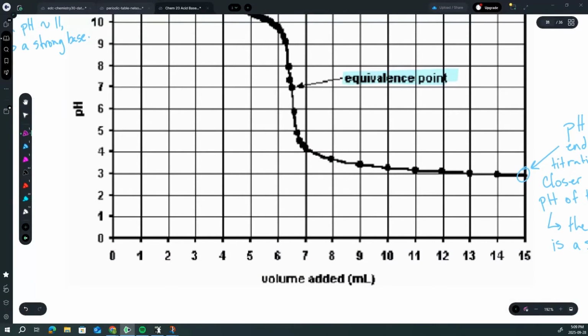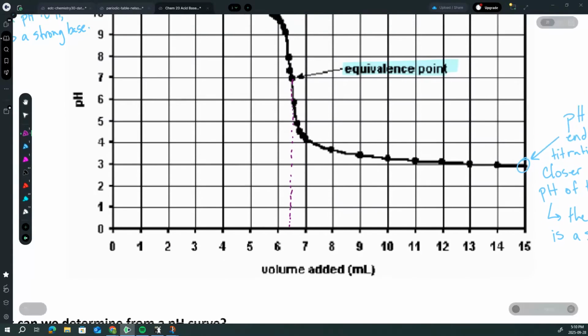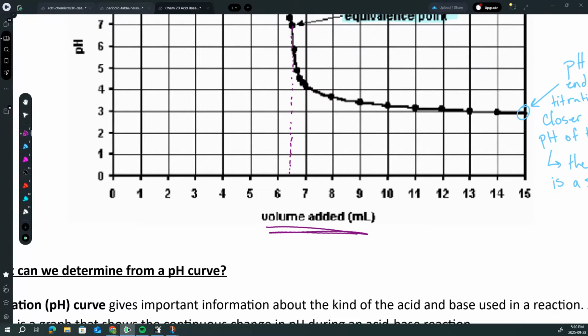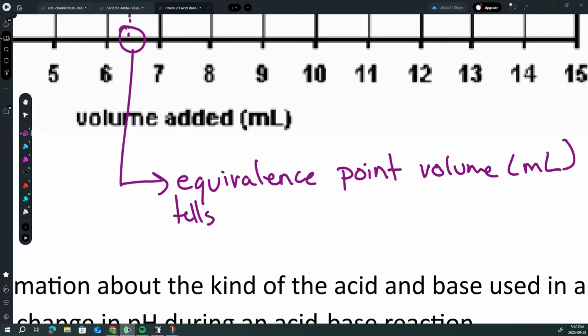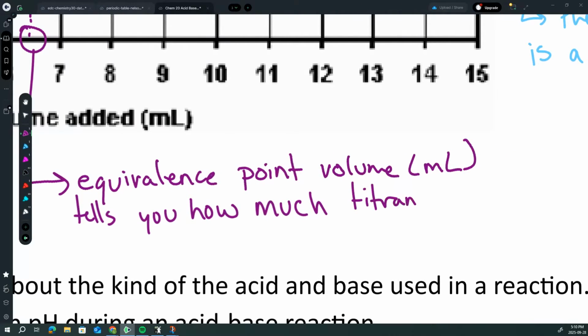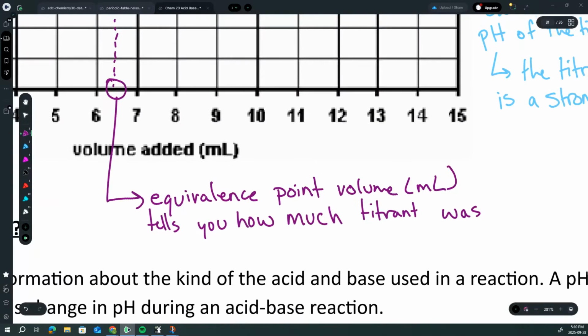Okay, so once we figure out the equivalence point, we're just going to trace our finger down to the x-axis, which tells us how much volume of titrant we added. So this right here is telling us the equivalence point volume. And it's going to be in milliliters. So this tells you how much titrant you added, and it tells you how much titrant was added to achieve a stoichiometric reaction.